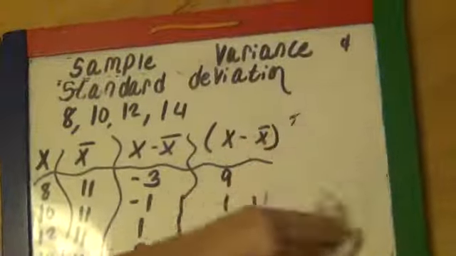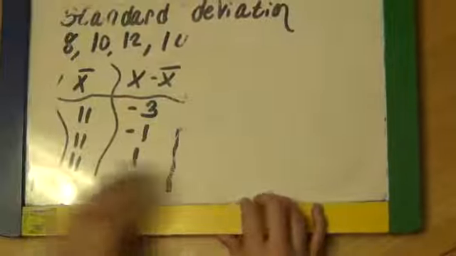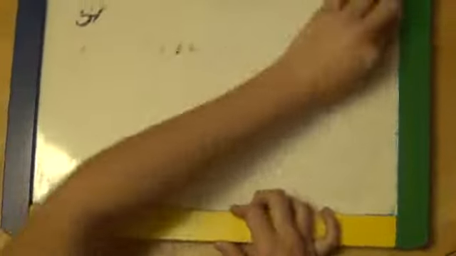Just as before, you can list it out as 8 minus 11 in parentheses squared plus 10 minus 11 in parentheses squared, and so on and so forth. And then divide by n minus 1. But the table is a more organized way to do it. And that was my teaching demonstration.